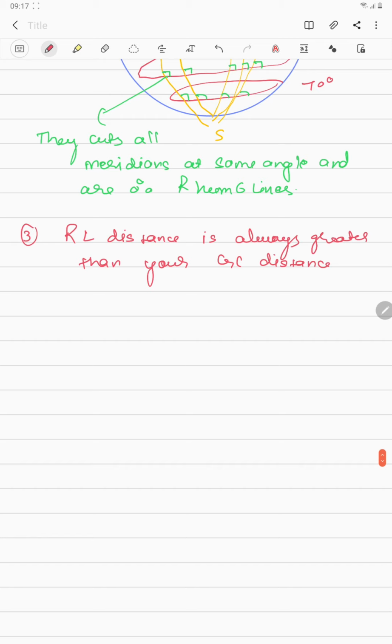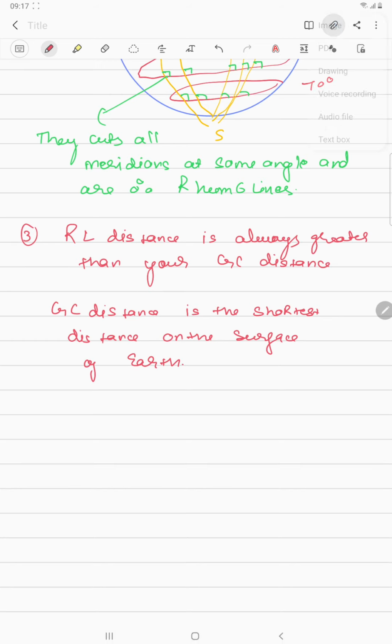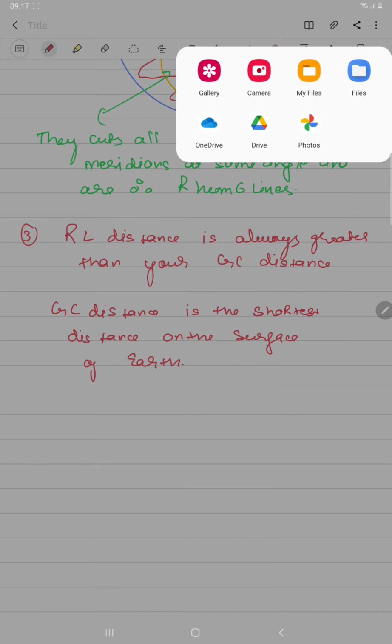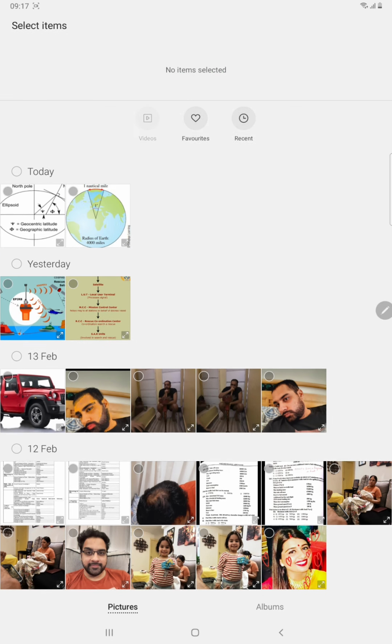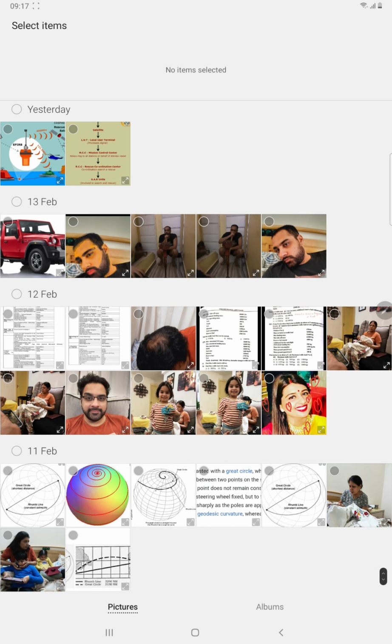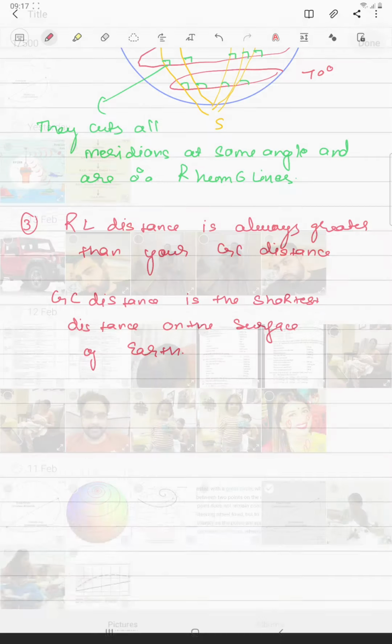See, I have told you in the great circle topic that the GC distance, your great circle distance, is the shortest distance on the surface of Earth. It is the shortest distance on the surface of Earth. So I'm going to take up another image for you. So have a look here. Let us take this image.